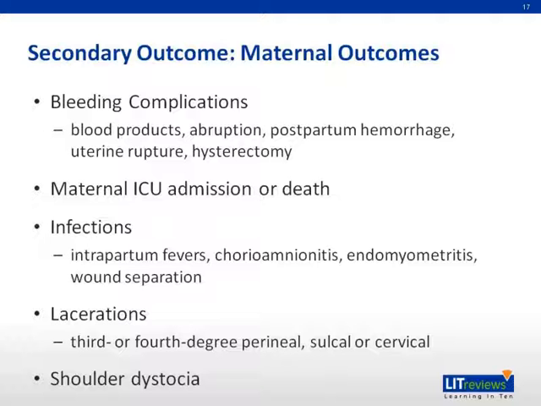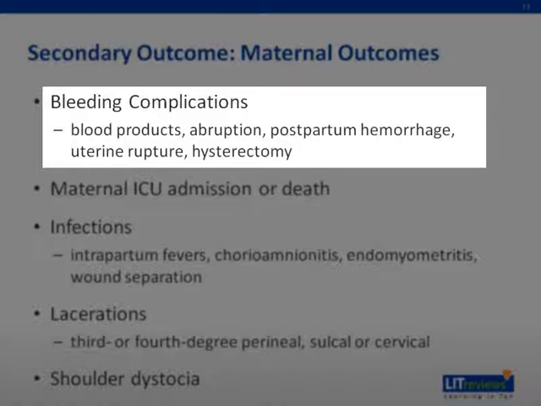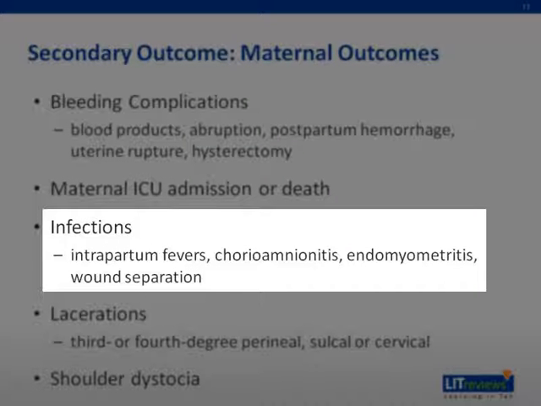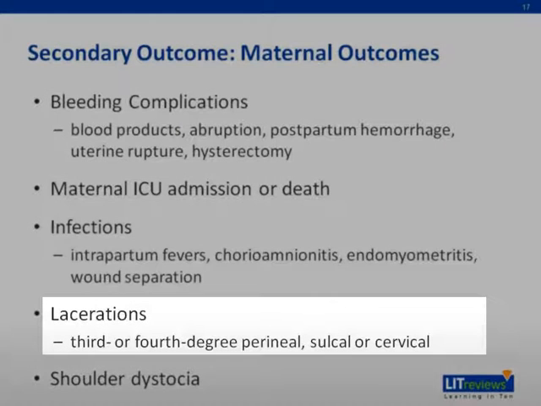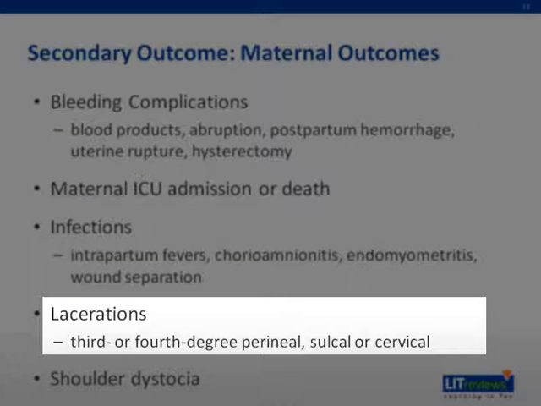The secondary maternal outcomes measured were bleeding complications, maternal ICU admission or death, infections, lacerations, and shoulder dystocia. For bleeding complications, they included any use of blood products, or a placenta abruption, postpartum hemorrhage, uterine rupture, or hysterectomy. For infections, they looked at intrapartum fevers, chorioamnionitis, endomyometritis, and wound separation. For lacerations, they recorded 3rd or 4th degree perineal, sulcal, or cervical lacerations.